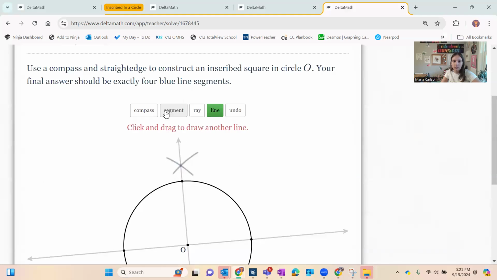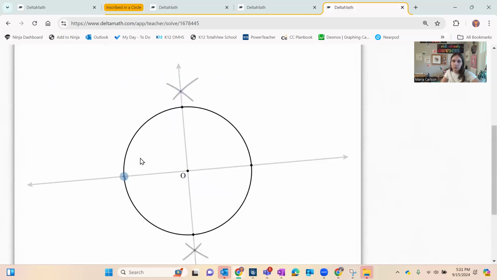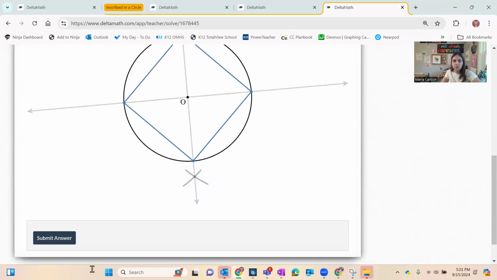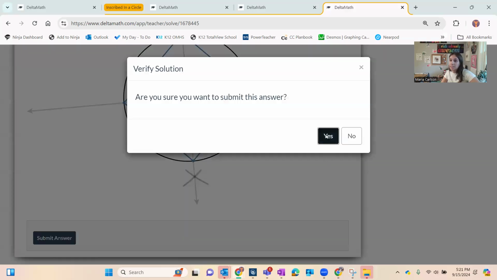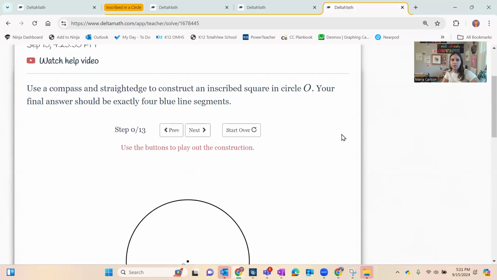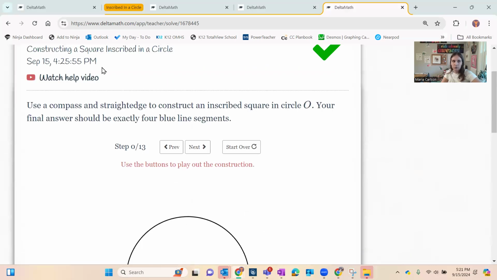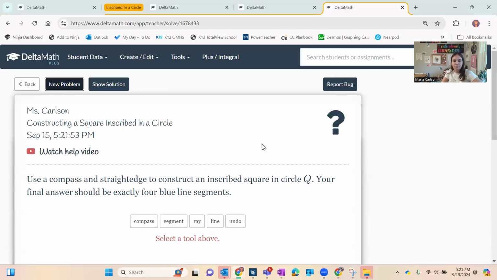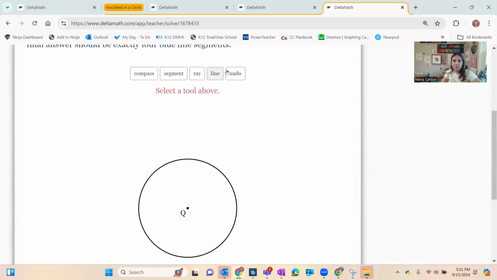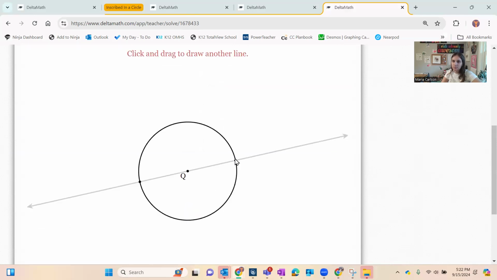And now I can use the segment tool to construct segments between these 4 vertices. So construct your diameter, construct a diameter perpendicular to that one, and then you will be able to draw your segments. So I'm going to do this one more time. So again, I'm going to use my line tool, and I will draw a line through the center, extending to a point on the circle.